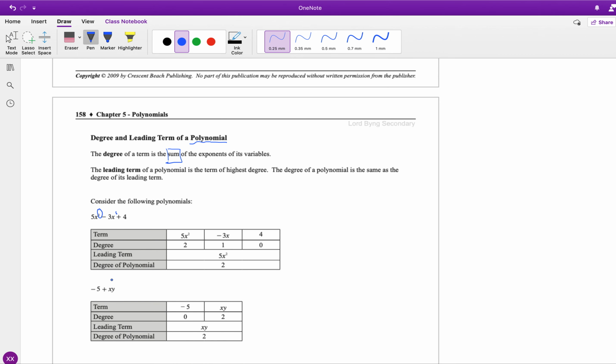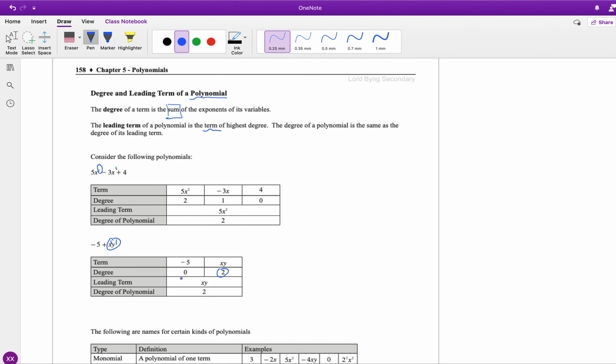So that means take a look at one term. So now this term here has 2 variables, but each one of them has degree 1. So then the total degree is 2. See that? Okay. Now, what is a leading term? The leading term is a term that has the highest degree. All right? So in this case, the leading term is 5x to the power 2. Degree is 2, right? And the leading term in this one here is the xy.